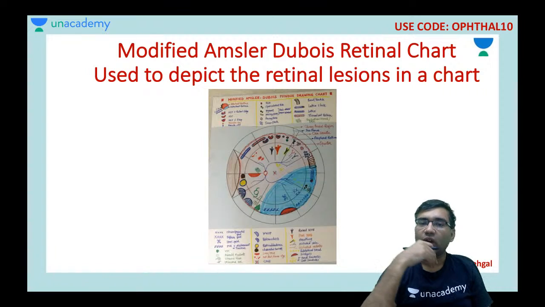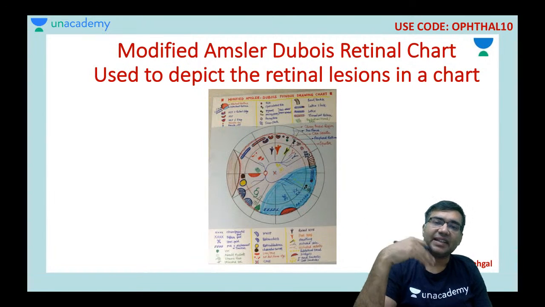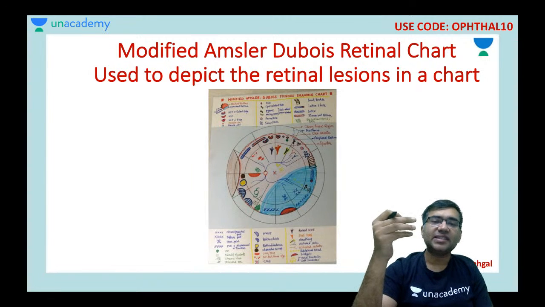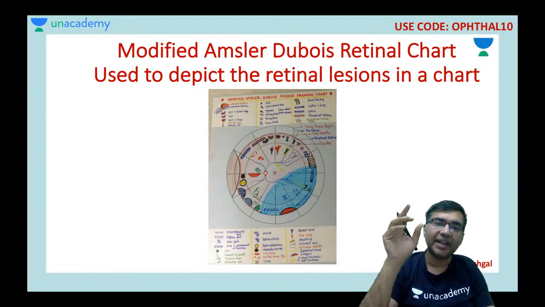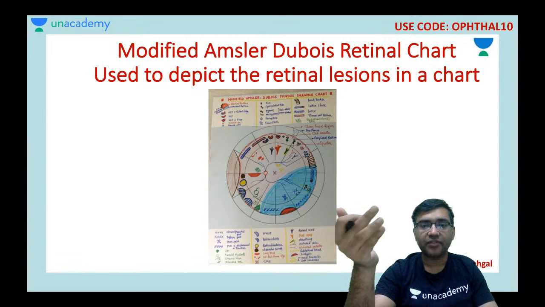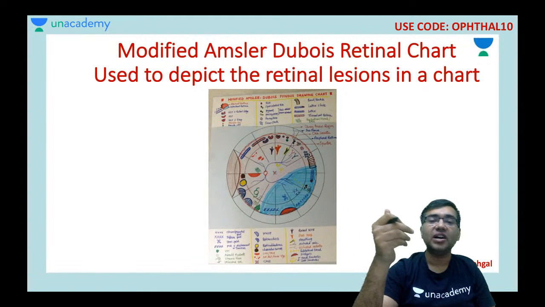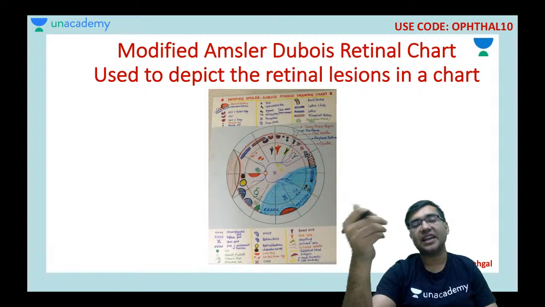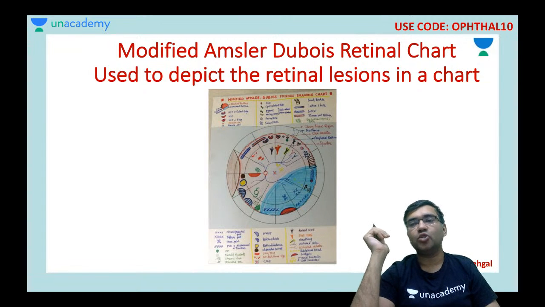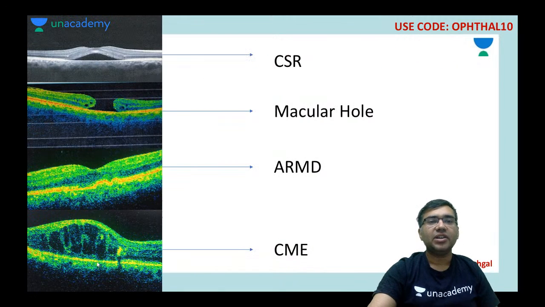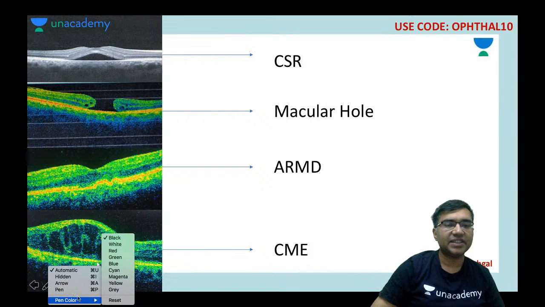And let's say a patient is having multiple lesions and you are taking the patient to the OT, during the surgery you can have a look at the chart and then you can have an idea where you would have a tear, where you would have a hole, and how would be the configuration of the retinal detachment when the patient presented. Okay, so all these lesions can be depicted on the Amsler-Dubois retinal chart. Okay, so I will just repeat once again the various lesions.